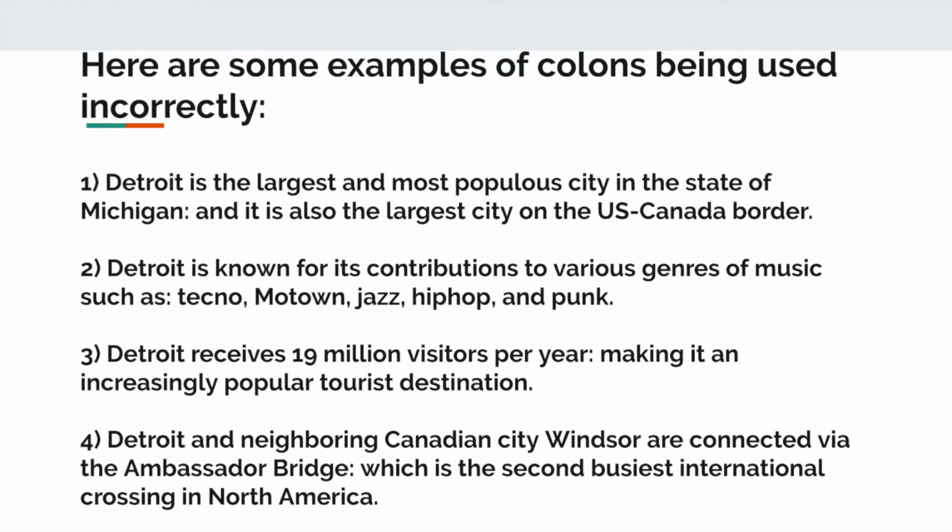For number three, it says, "Detroit receives 19 million visitors per year, making it an increasingly popular tourist destination." Let's go ahead and read number four because it's wrong for the exact same reason. "Detroit and neighboring Canadian city Windsor are connected via the Ambassador Bridge, which is the second busiest international crossing in North America." In both 3 and 4, we have, again, independent clauses before the colon, which is good.